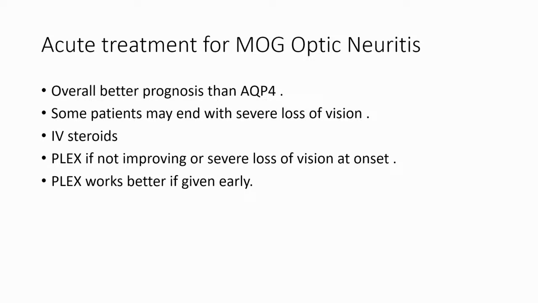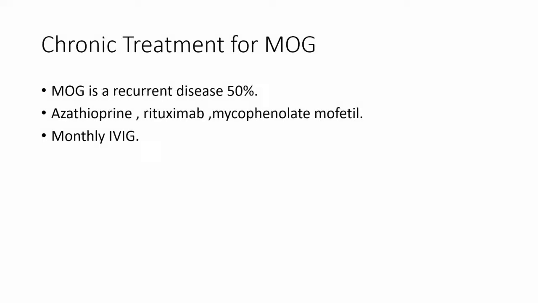And then the way you treat it, the acute treatment is the same. You can use IV steroids. You can use plasma exchange if they don't improve. And again, plasma exchange works better if you give it early. How about chronic treatment? You can use any of those immunosuppressive agents that we mentioned for NMO. However, there are some studies that suggested actually monthly IV immunoglobulin might be beneficial for these patients.